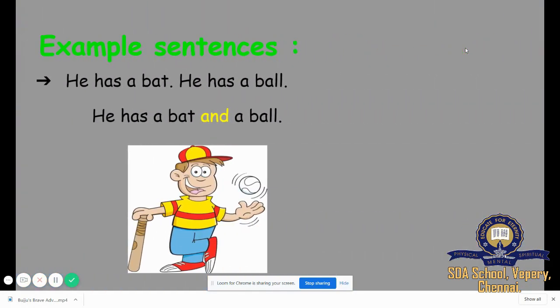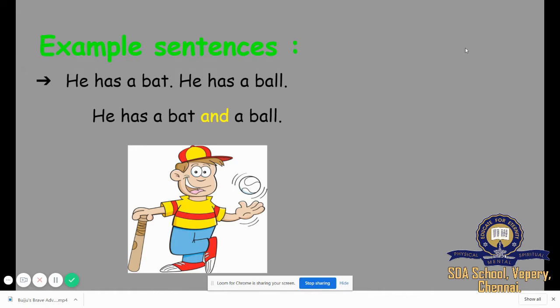So, we will see example sentences. He has the bat, he has the ball. So now we need to combine these sentences. He has a bat, he has a ball. So these two sentences are similar. So we need to join the sentences, so we need to use and. So if the two sentences are similar, then we use and to join the sentences.